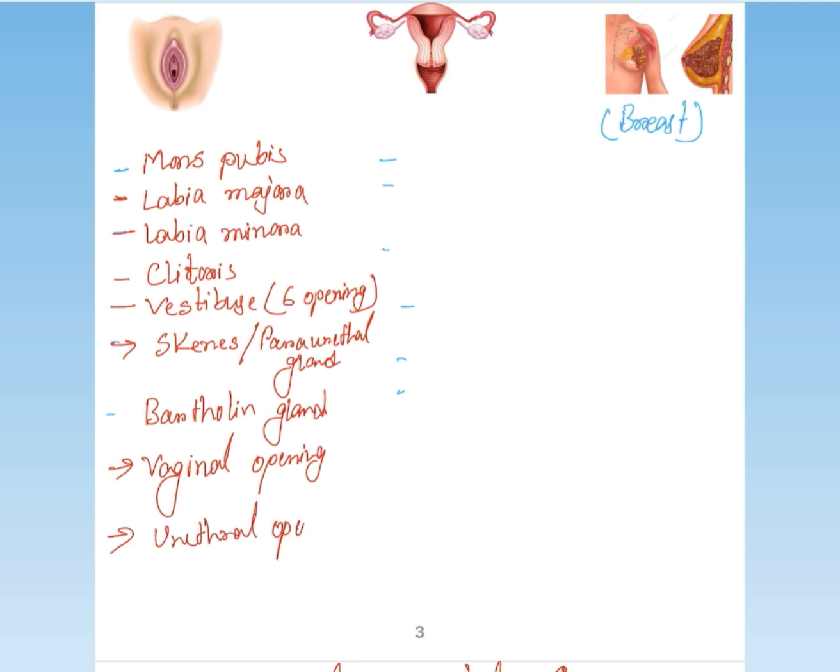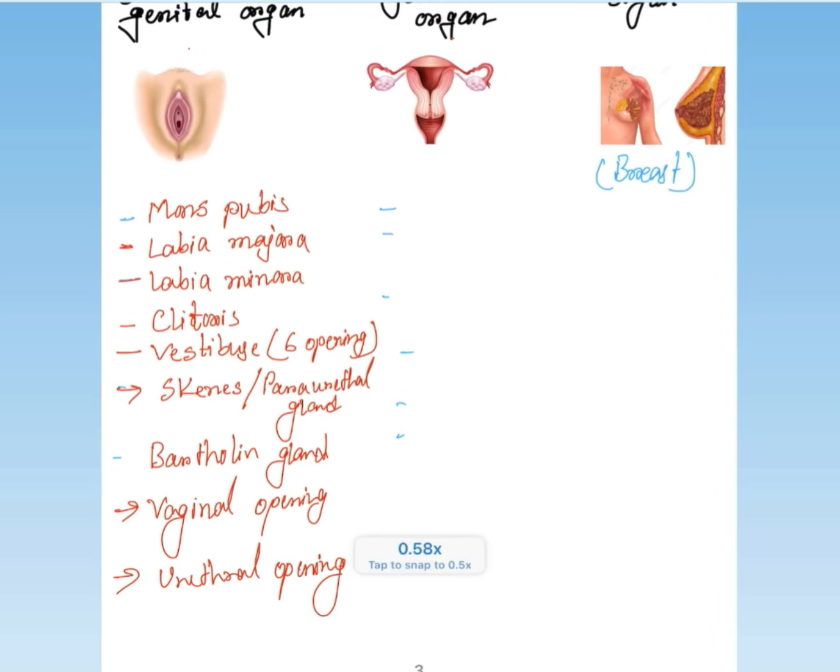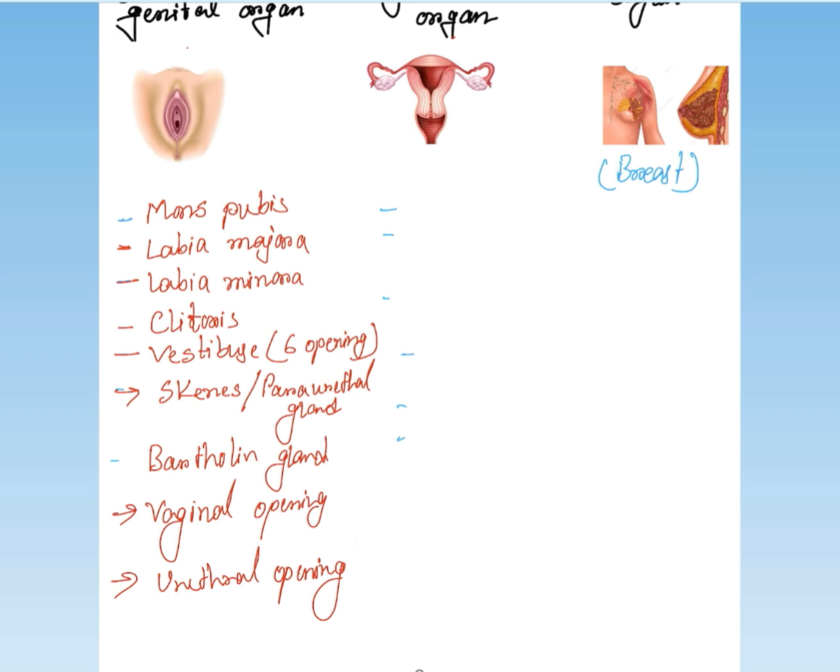So as for now, we have discussed all the female external genital organs, and we made a list of this. In the next sessions we will be discussing the internal genital organs, and we will make a list of what we have discussed regarding these internal genital organs.